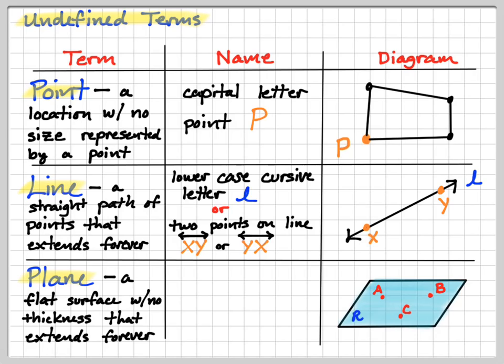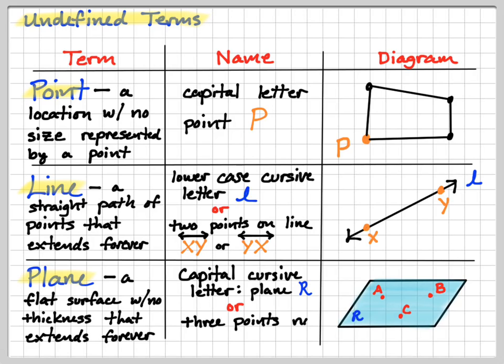So the two ways I can name it is I can use the capital cursive letter, so I'd say this is plane R, and again I don't need to write the word plane, just use that letter. Or I can use 3 points. For example, A, B, C. And if there's 3 points in any order, I know we're talking about a plane.